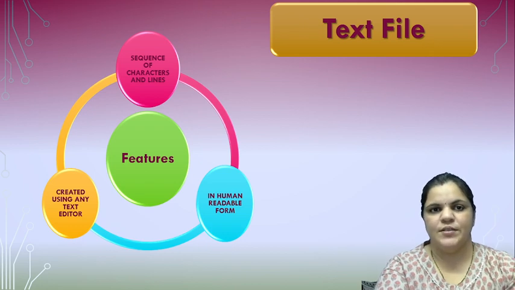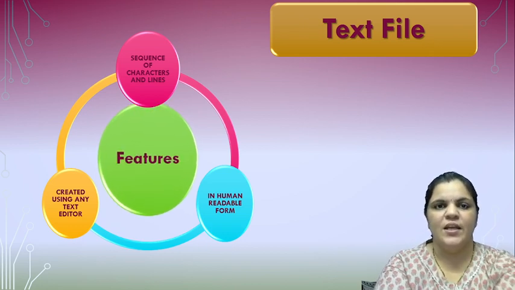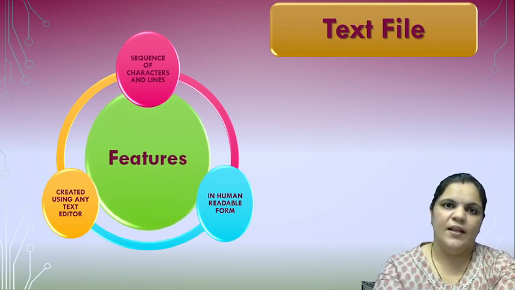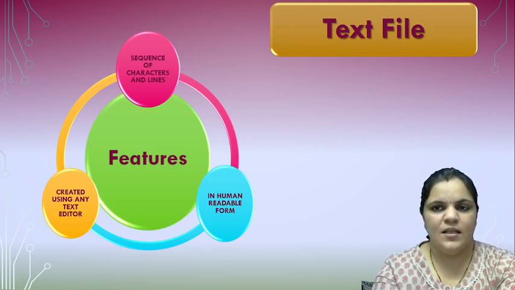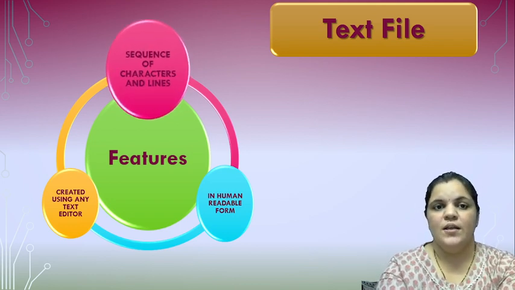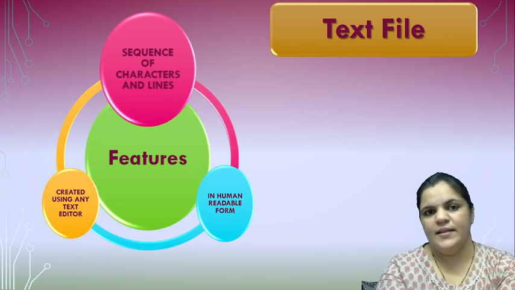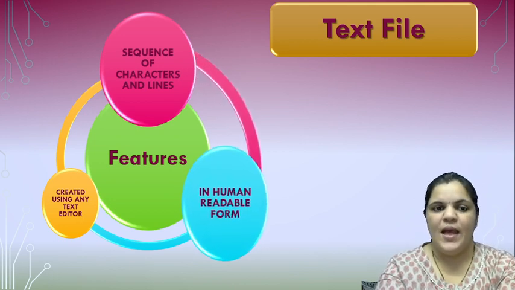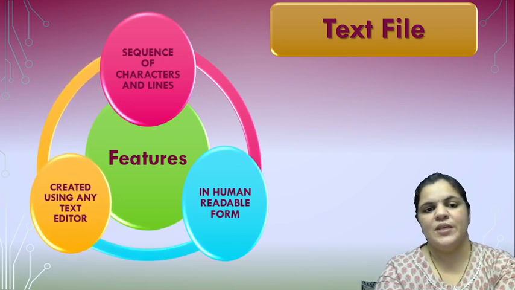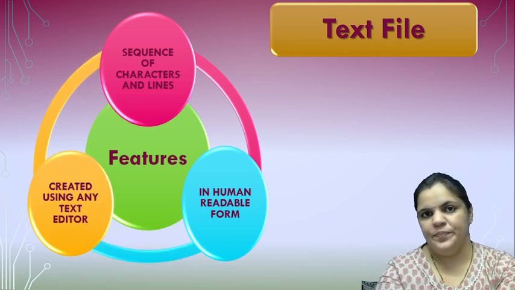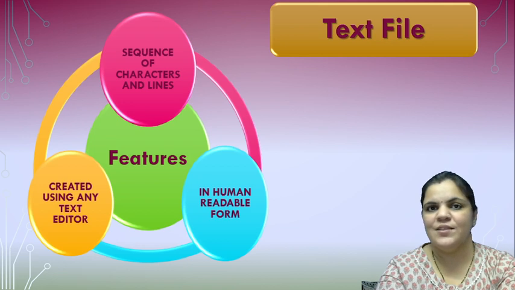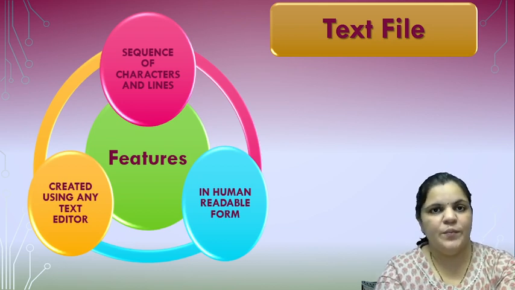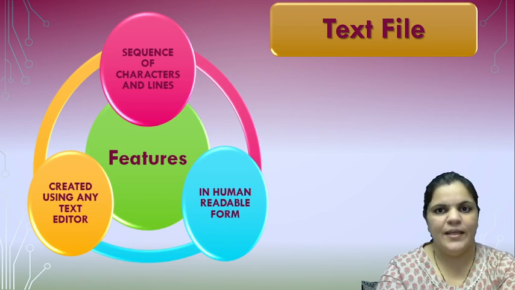Text file features. There are basically three features of text file. The text file consists of a sequence of characters and lines. It is in human readable form and is created using any text editor. You can create the text file by using any editor like Notepad, WordPad, Microsoft Word, etc.